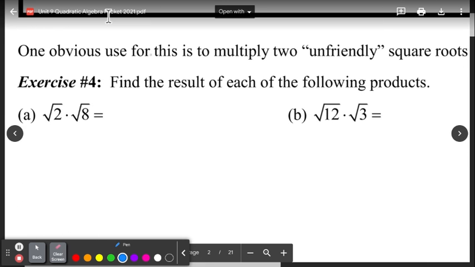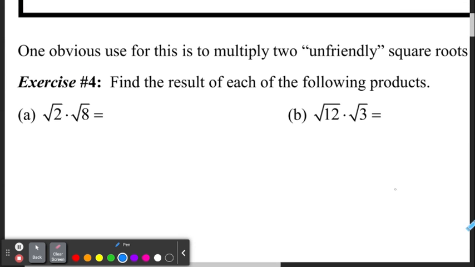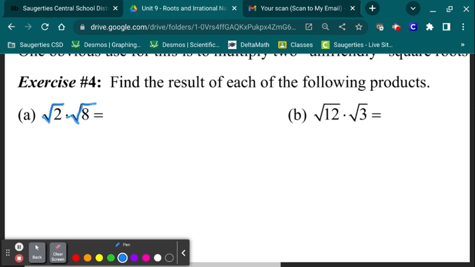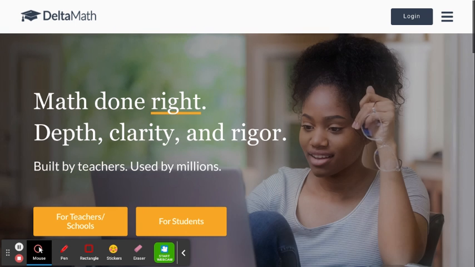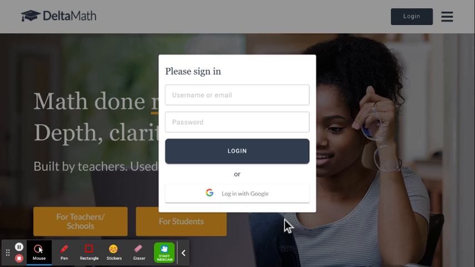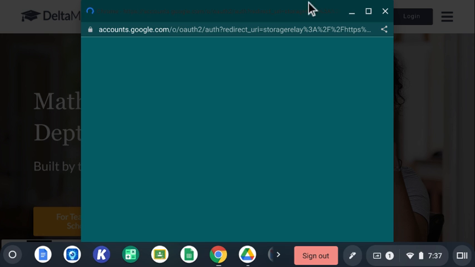So this is the same idea, exercise 4. We're going to evaluate this. Square root of 2 times square root of 8. Wow. I know square root of 2 is not one of those perfect squares. So take a minute, put that in your calculator. If you are working at home and you don't have a graphing calculator, I will show you. I'm going to do this on the Delta Math calculator because that's what I have.